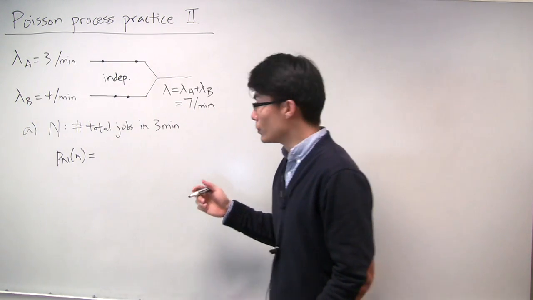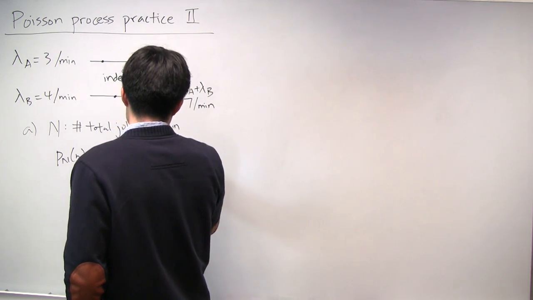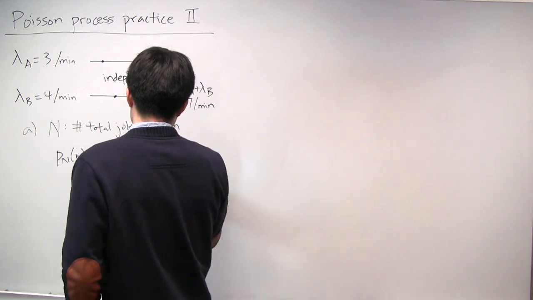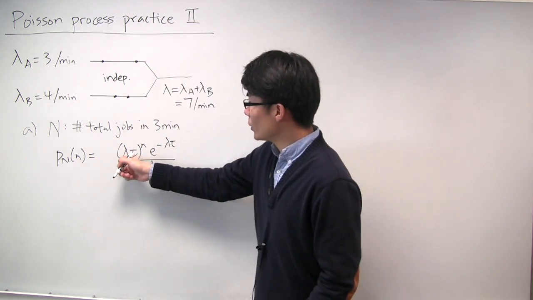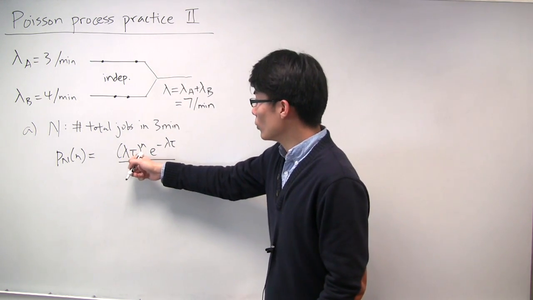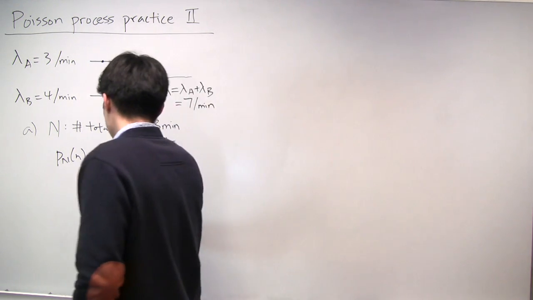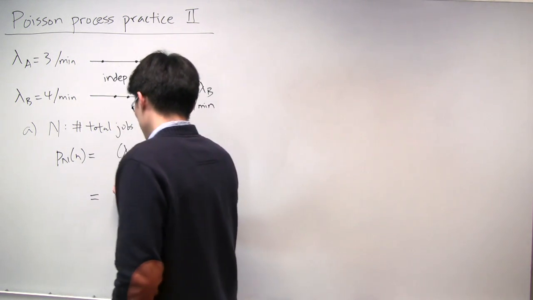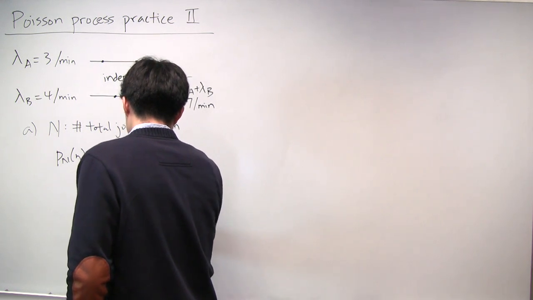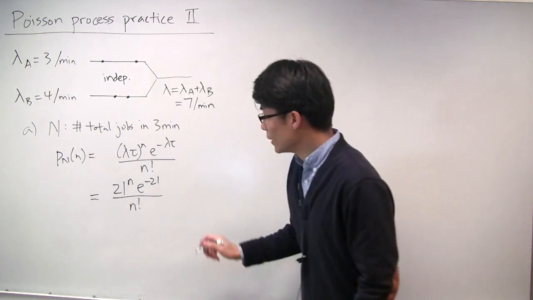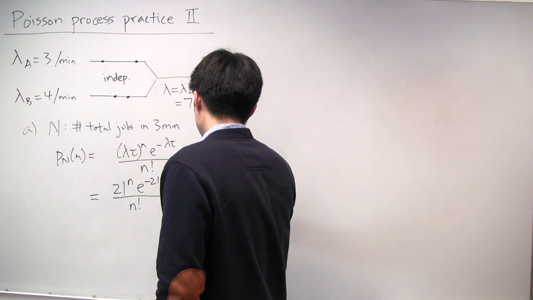So in general, the Poisson PMF is equal to (lambda tau) to the n times e to the minus lambda tau, over n factorial. In our case, lambda, we just said, was 7. Tau, we're given that we're interested in a 3-minute interval, so tau is 3. So let's substitute that in, and we get lambda times tau is 21. So we get 21 to the n times e to the minus 21 over n factorial. And we should specify that this is valid for n equals 0, 1, 2, and so on.